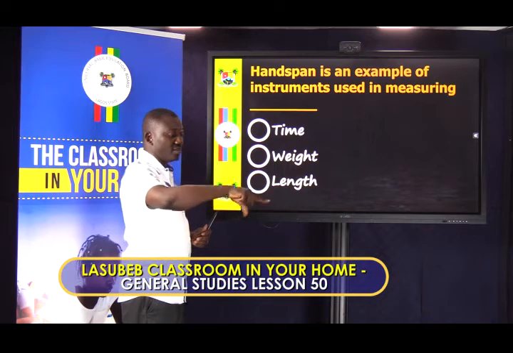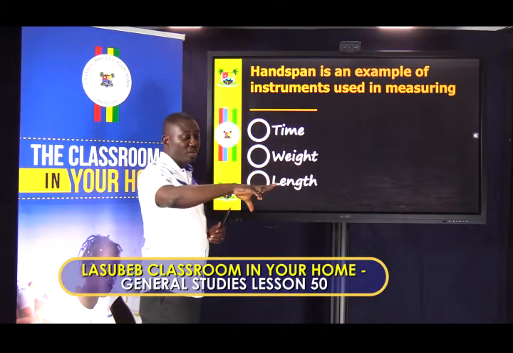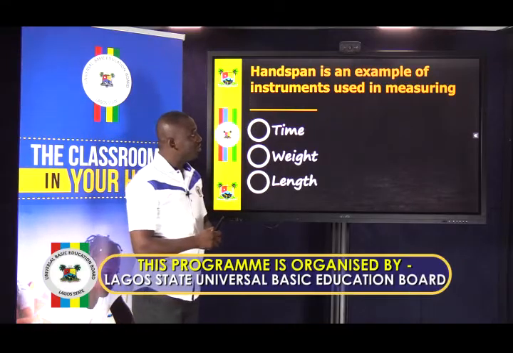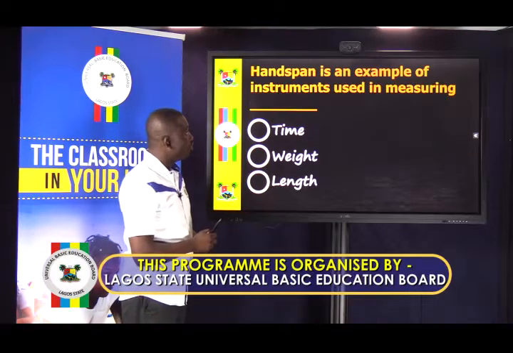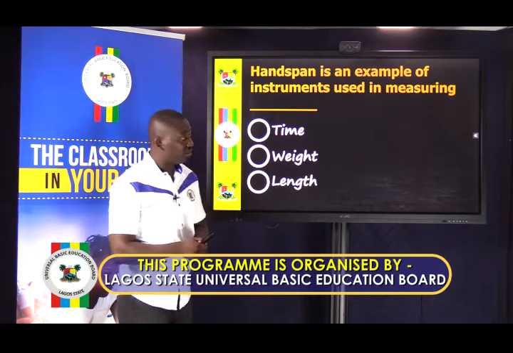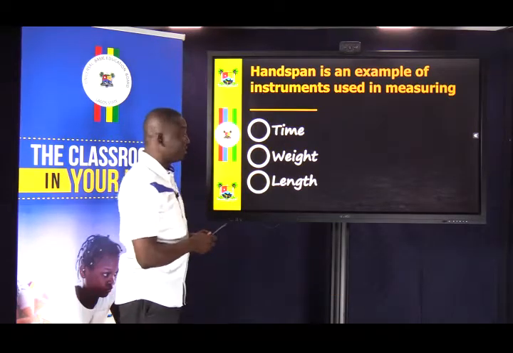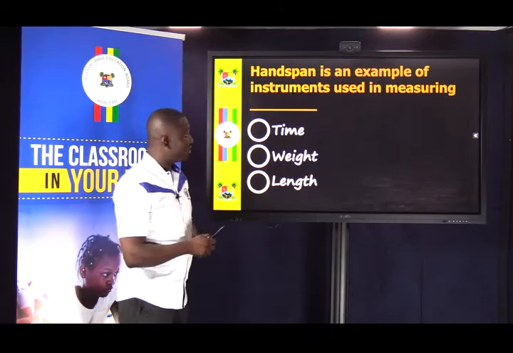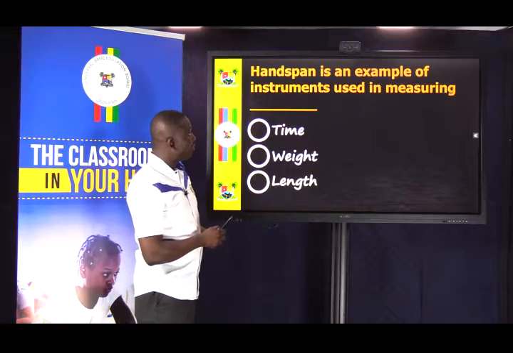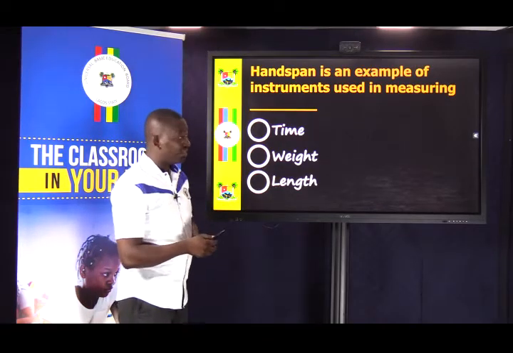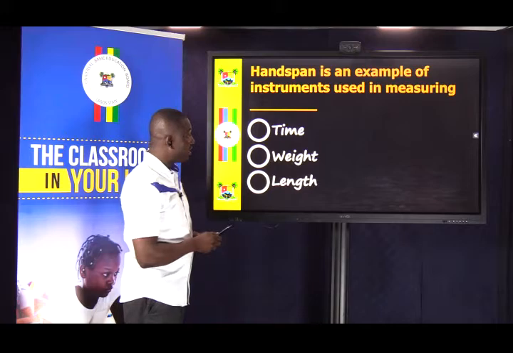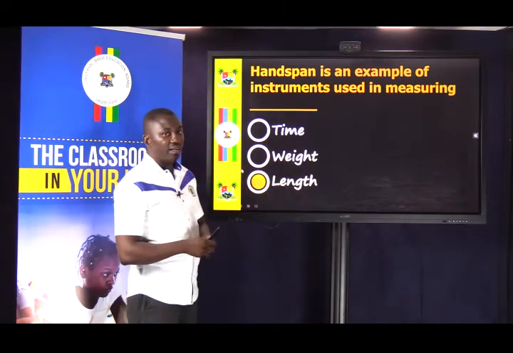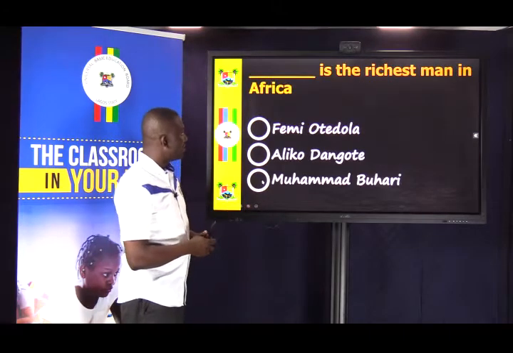Ant span. You know, when you use your hand to measure. Ant span is an example of instrument used in measuring dash. So we use ant span to measure what? Is it time? Is it weight? Or length? Put down your answer quickly. Have you put down your answer? Okay, length. We use ant span to measure length.